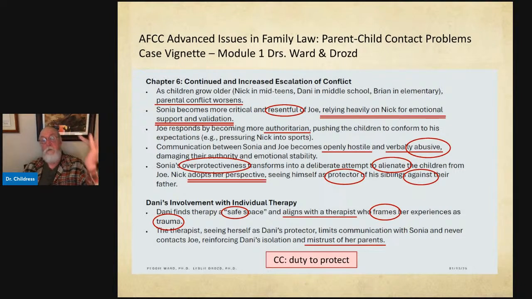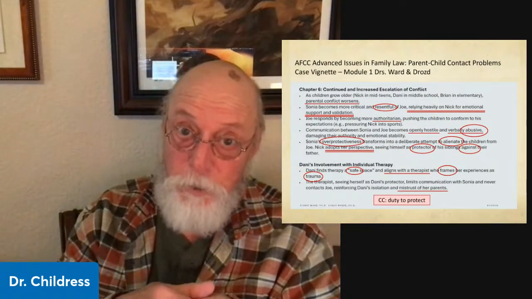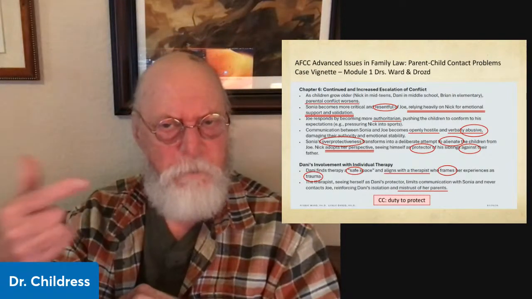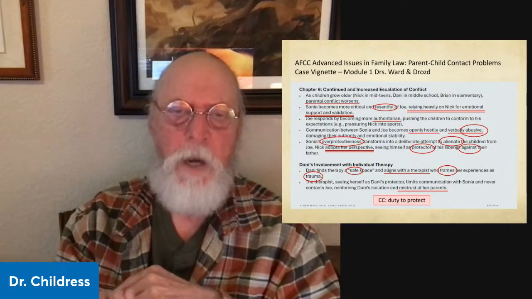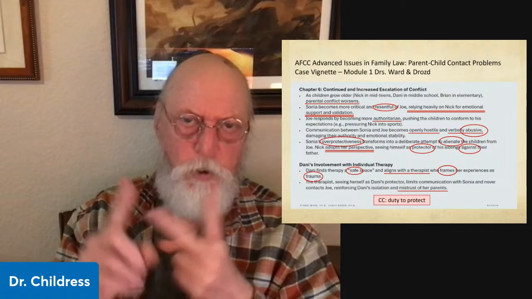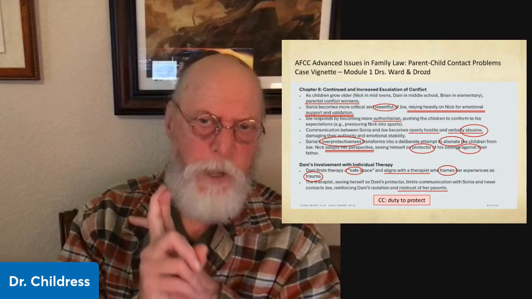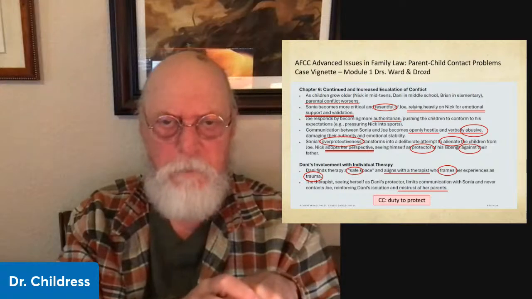Sonia's overprotectiveness, there's my shared delusion again, what's she protecting him from, transforms into a deliberate attempt to alienate. So when you get the word alienation, there's no such thing as parental alienation. There's no such thing as parent-child contact problems. There's no such thing as resist-refuse dynamic. Use the DSM-5, please. When you get the word alienation, what the general public means by that is a shared persecutory delusion and a factitious attachment pathology imposed on the child for secondary gain to a narcissistic, borderline, dark personality parent. So translate what they're saying into professional level language.